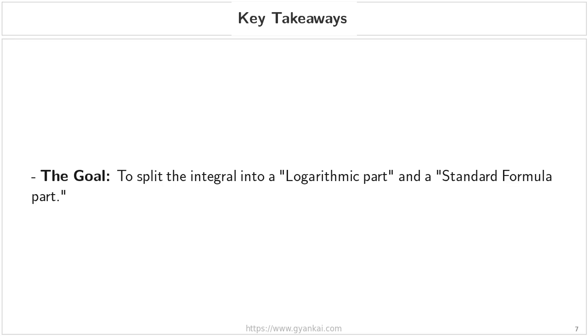Key takeaways. First point, the goal, to split the integral into a logarithmic part and a standard formula part. Remember, the core strategy here isn't to directly integrate the whole fraction at once. Instead, we cleverly break it down. We aim to rewrite the integral so we have one part that will give us a natural logarithm when integrated, and another part that we can solve using formulas we already know, those standard integrals we've practiced.